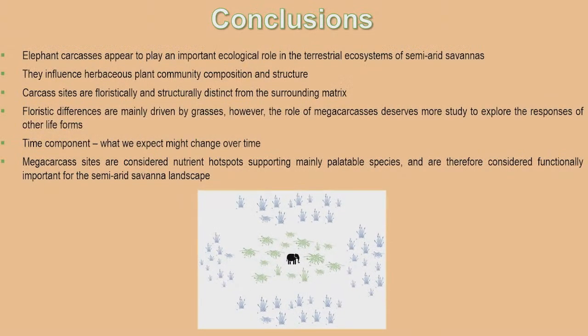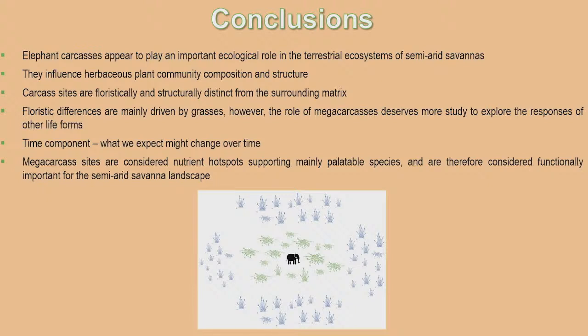So what I would like you to take home is that elephant carcasses appear to play an important ecological role in the terrestrial ecosystems of semi-arid savannas. We saw that they influence herbaceous plant community composition and structure because carcass sites were floristically and structurally different from the surrounding matrix. And although in this case the floristic changes were mainly driven by grasses, they definitely deserve more attention to see the responses of other life forms.